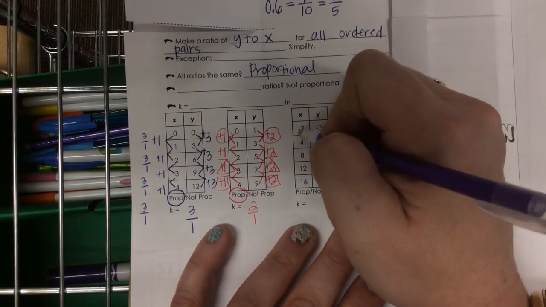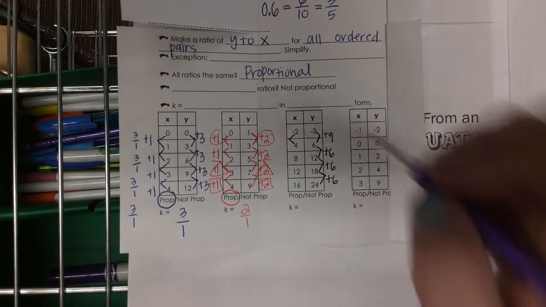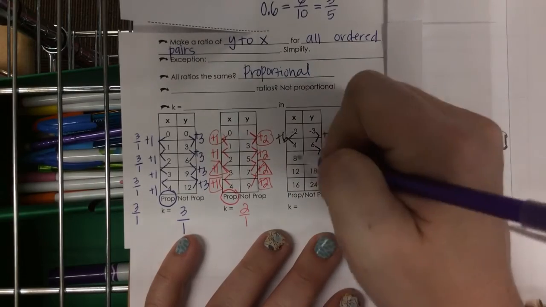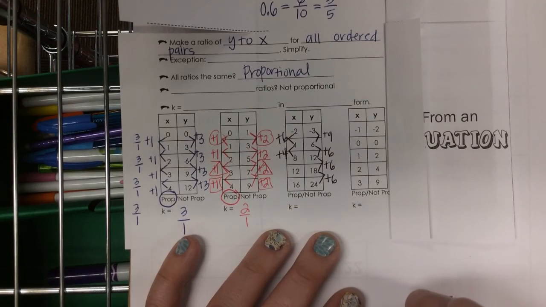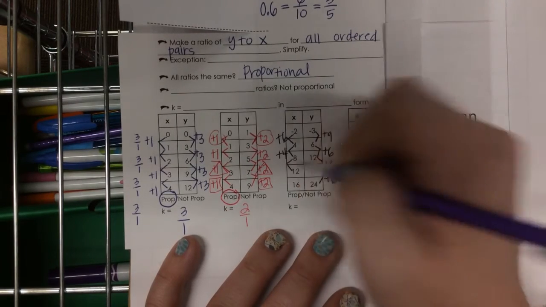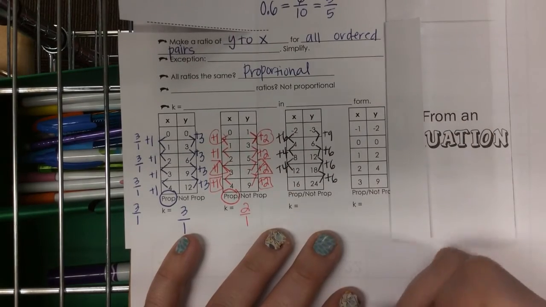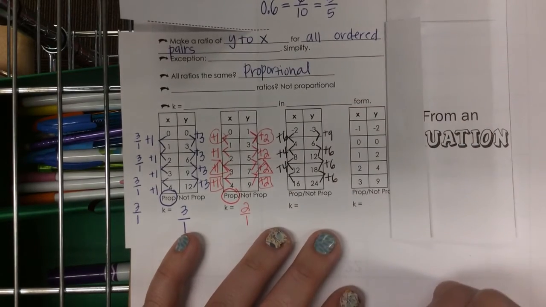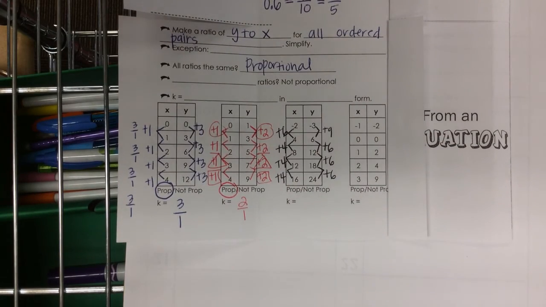Let's try the x side. -2 to +4, plus 6. From 4 to 8, plus 4. From 8 to 12, plus 4. From 12 to 16. What do you think? Proportional, prop, or no prop? I hear a little bit of mixture.